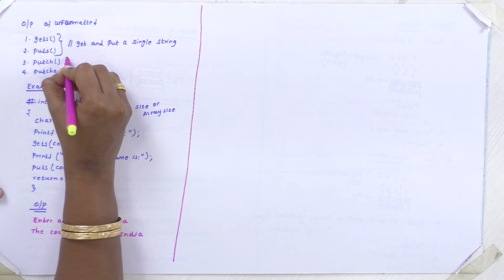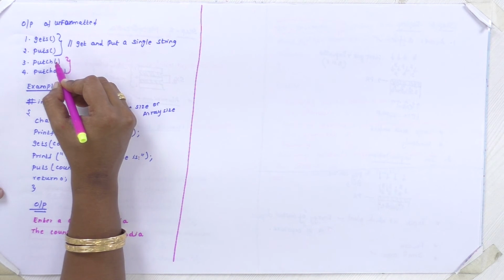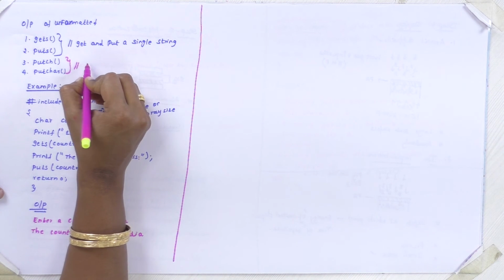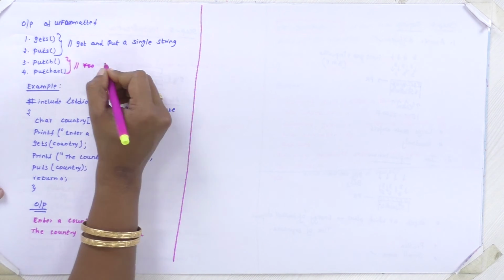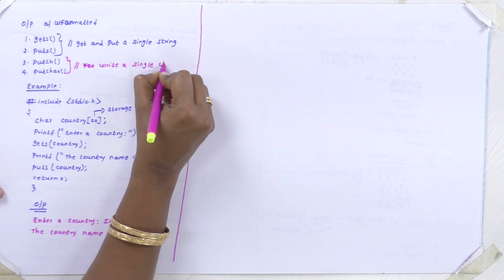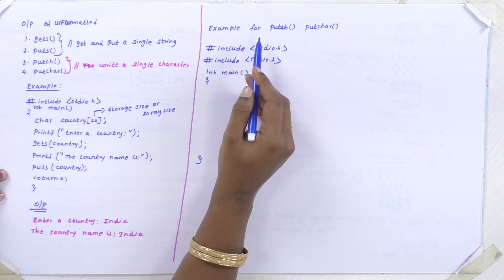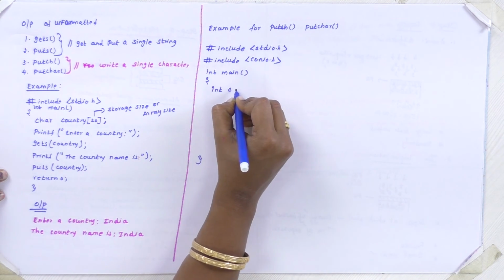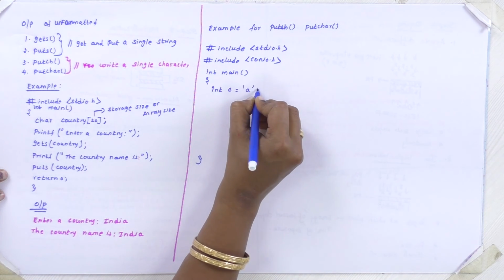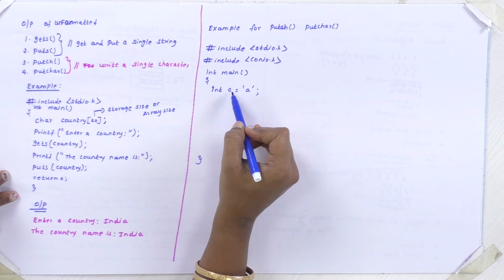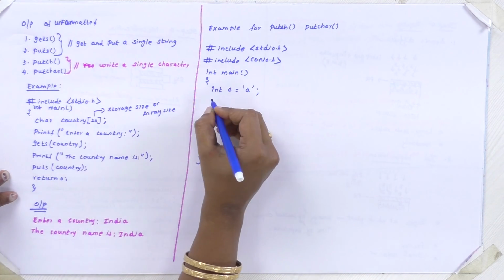So next we're going to see an example for putch and putchar. It is mainly for writing a single character. For using a character, I am going to declare a variable int c equal to 'A'. Here you can declare any data type because it does not matter, since these are unformatted data types.